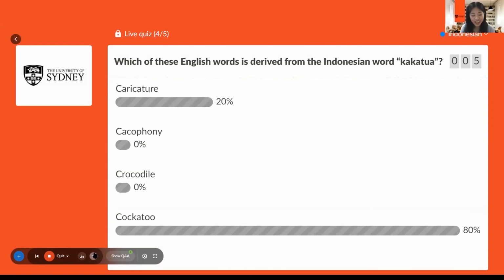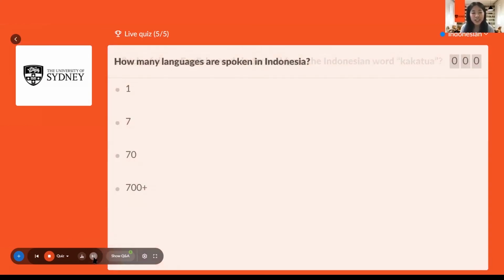Perfect. And it is actually cockatoo. So once again, most of you guys got it right, which is great. And we'll move on to our very, very last question for today, which will end our quiz.